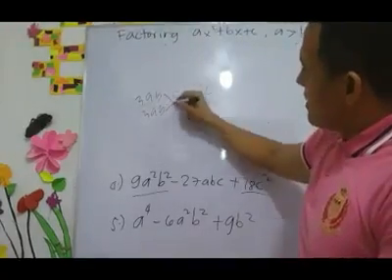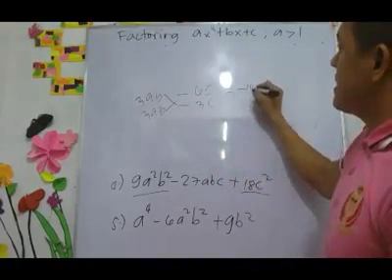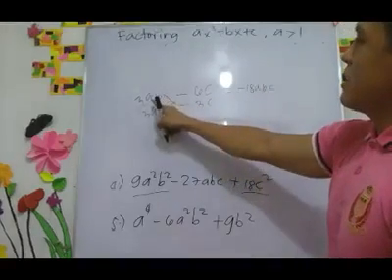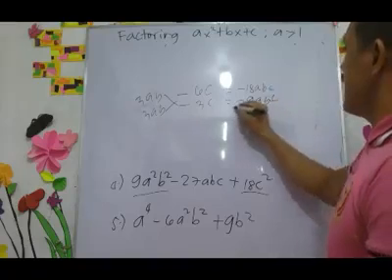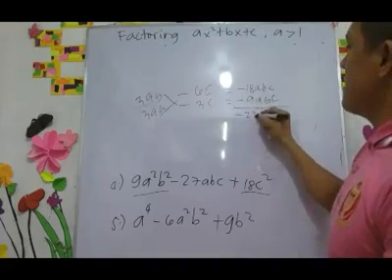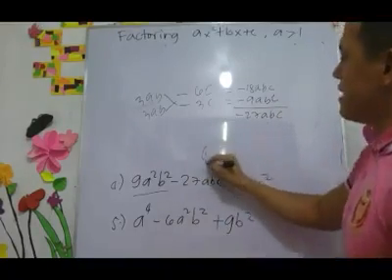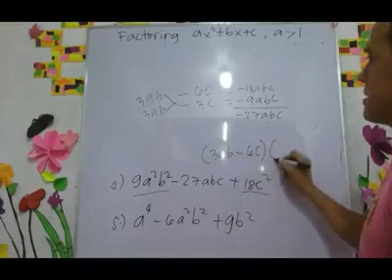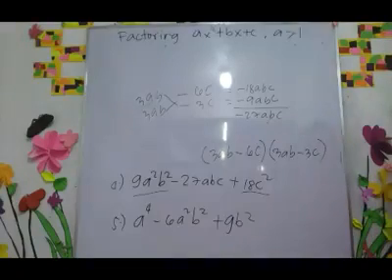Okay, cross multiply, so we have there 3ab times negative 6c, that is negative 18abc, right? And 3ab times negative 3c, that's negative 9abc. Okay, add them. So negative 18 plus negative 9, that is negative 27abc, which is equal to the middle term. So our factors now for this would be 3ab minus 6c times 3ab minus 3c. Okay, so there you go.